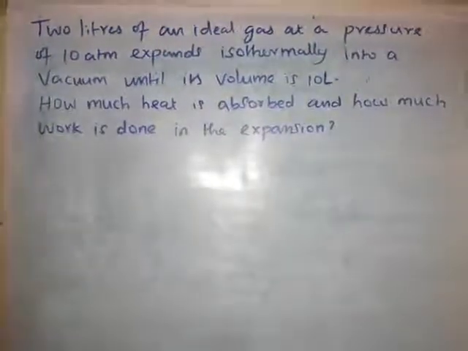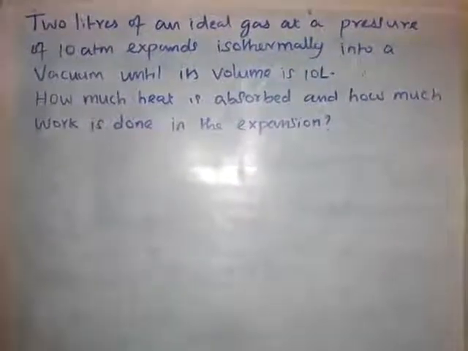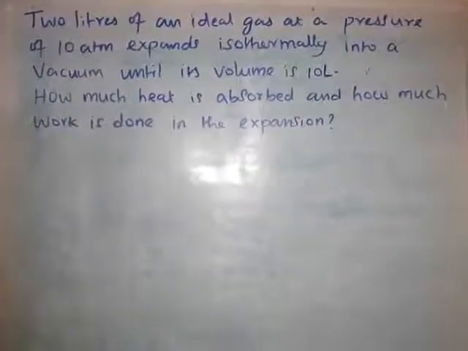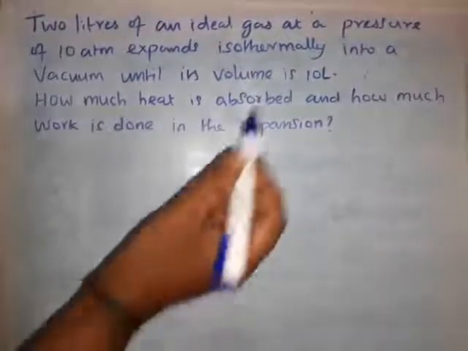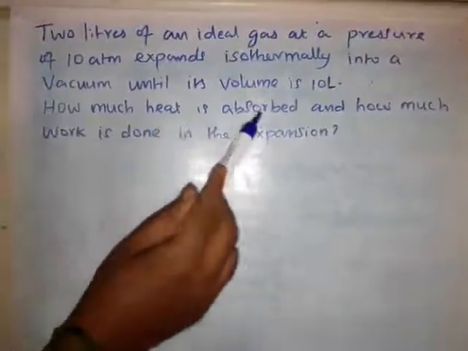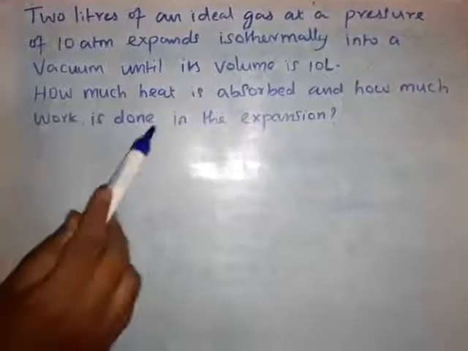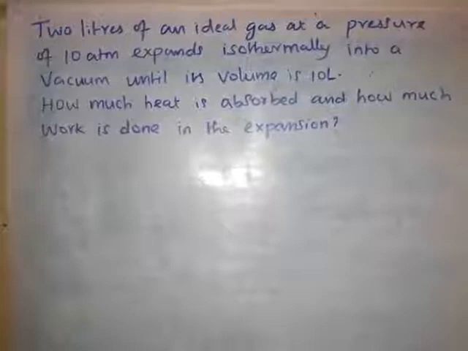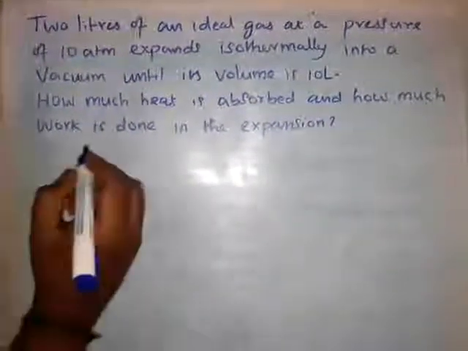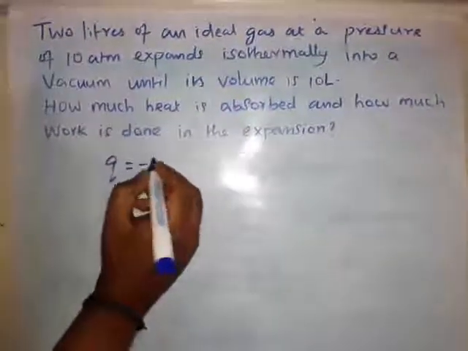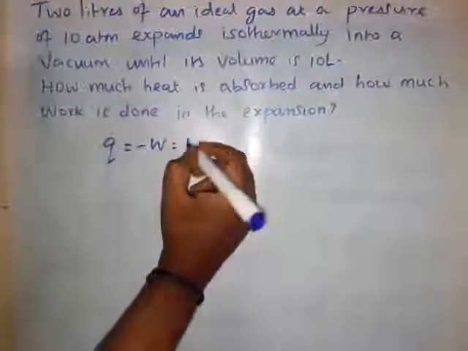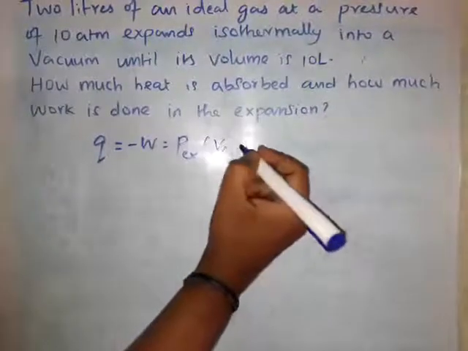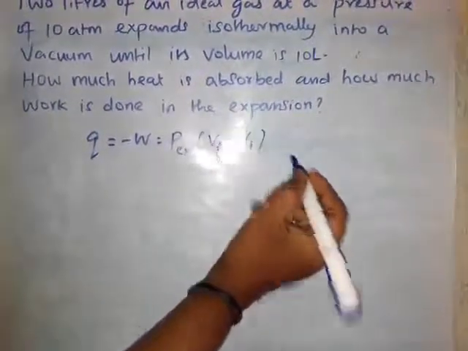Look at this problem. 2 liters of an ideal gas at a pressure of 10 atmosphere expand isothermally into a vacuum until its volume is 10 liter. How much heat is absorbed and how much work is done in the expansion? So here we have to use the isothermal irreversible process. So the formula is what? Q is equal to minus W is equal to P external times volume final minus volume initial.